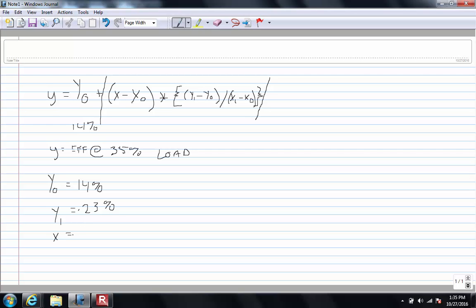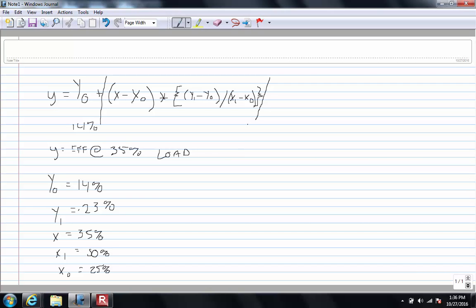All right, our X value was given to us. That was the load that was given to us, 35%, that's what we're running at. Next up would be X1, and these are the two lines that we're going between. X1 being the 50% that we're given, we have that line, and X0, which is the 25% line. Now that we've got all these numbers, all we have to do is plug them into the equation.